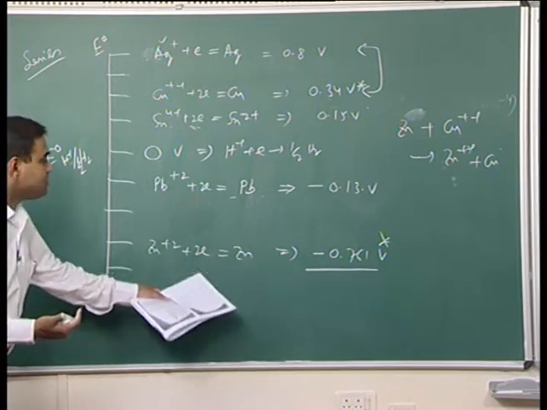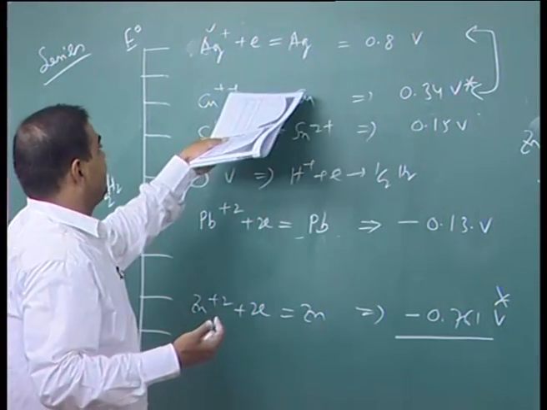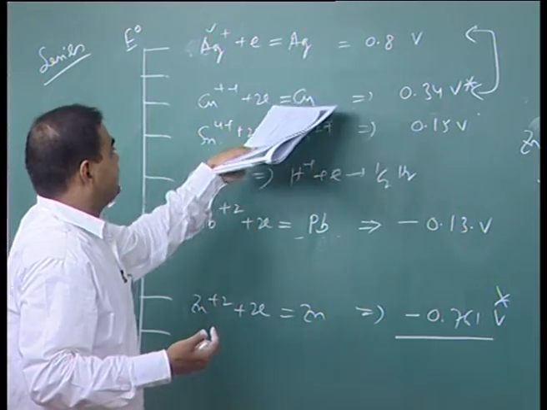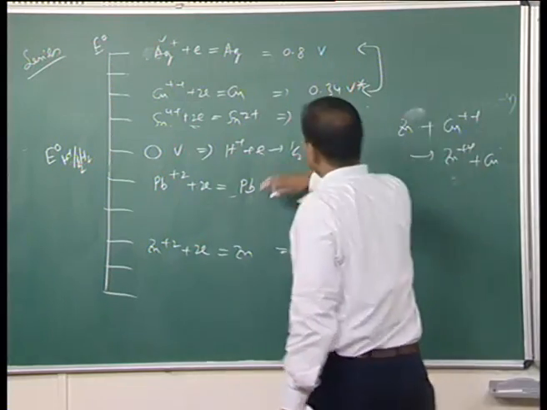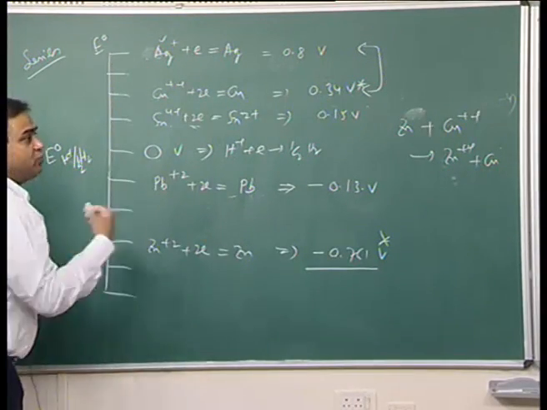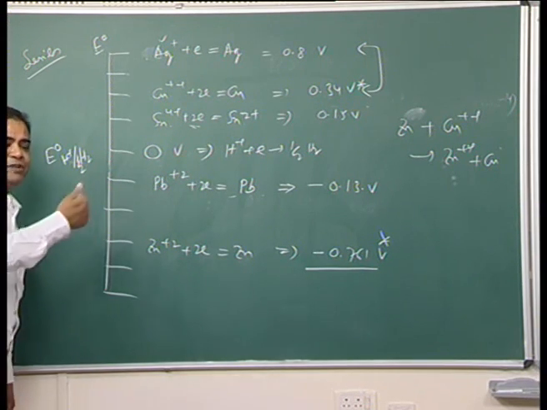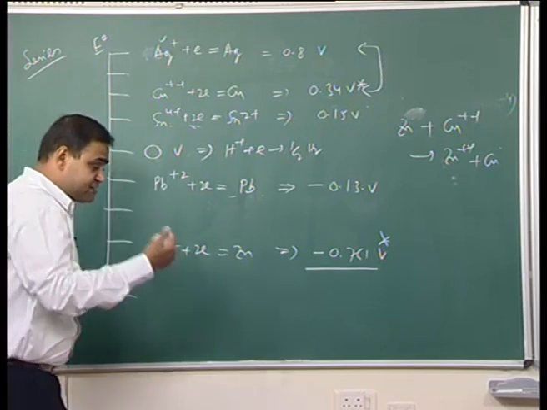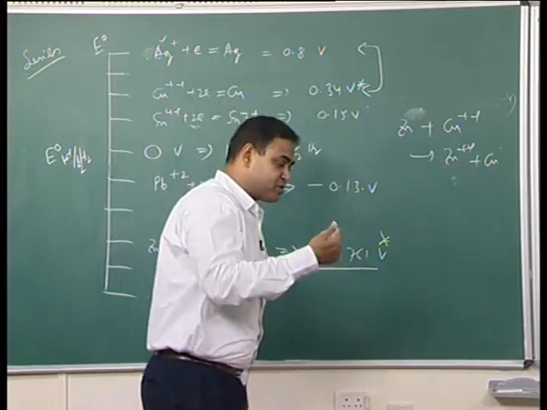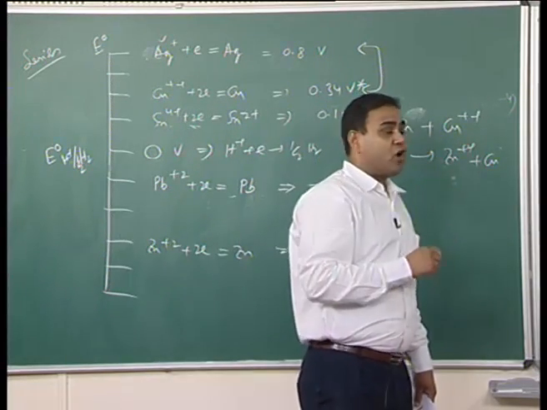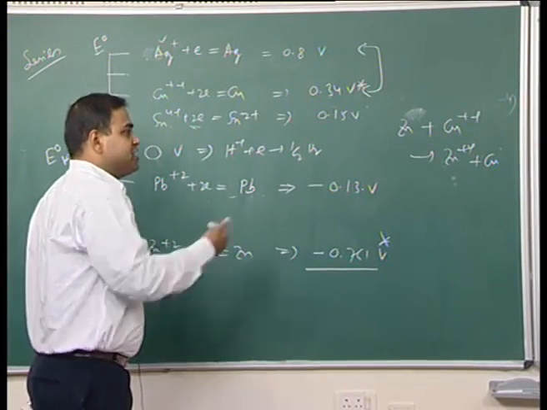So zinc always will try to form zinc plus 2, and copper will always try to deposit from copper ion, and it will take 2 electrons and deposit copper. So from this series we can say which one is active and which one has a tendency to deposit. And if something has a tendency to deposit, that means it doesn't want to go into solution. If it doesn't go into solution, we can also call it nobility, or we can say that it has higher nobility or a lesser tendency to go into solution.